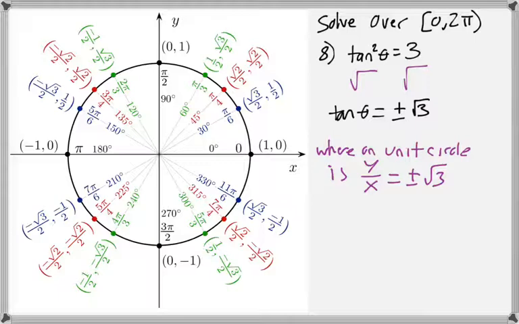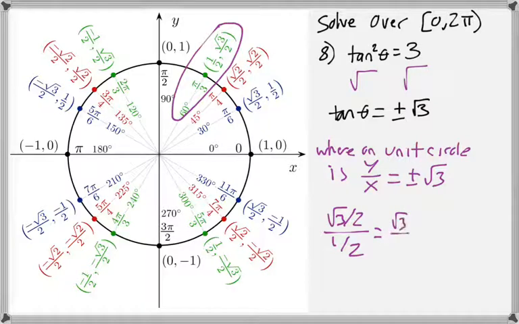So let's look at pi over 3. If I take the y value, which is square root of 3 over 2, and divide that by 1/2, well, a fraction divided by a fraction is the first fraction multiplied by the reciprocal of the other one. So these 2's would cancel out, and that would give you square root of 3.